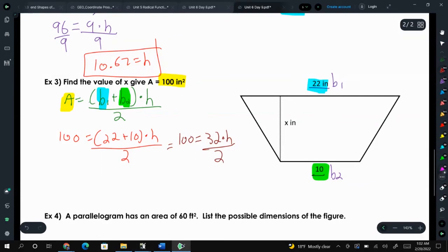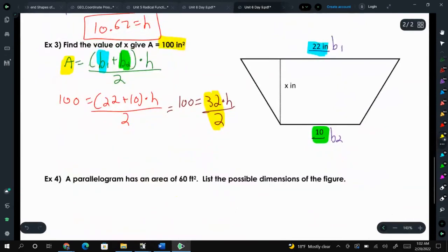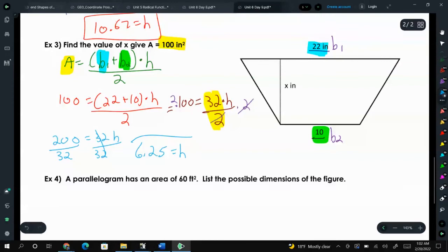Now you could divide 32 divided by 2 right here instead of multiplying both sides by 2, and you'd get the same answer. This might be easier to do because you'll get a whole number. Up here, dividing 9 by 2 would give you 4.5, which is okay, but it's a decimal, and I know how we feel about those. But maybe just to keep things consistent, multiply both sides by 2. We get 200 equals 32h. And then when we divide everything by 32, we get 6.25 is equal to h.